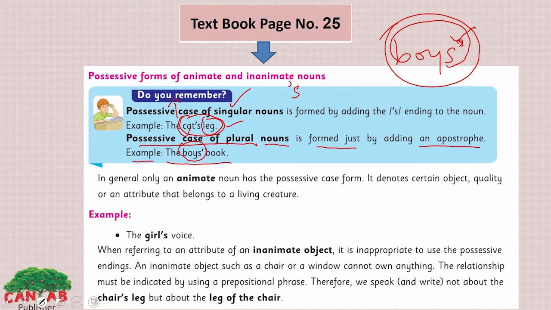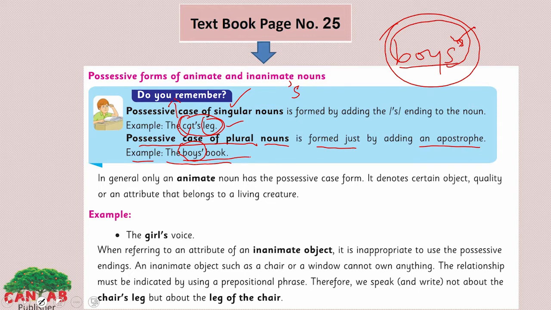We will not add any other s here. We just simply put an apostrophe after s here. We have discussed the singular and plural concept in our previous lesson 2, in our previous unit number 1. So I hope you know all these things. So what we do: boys' book.